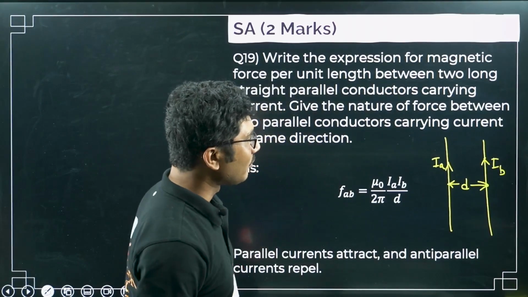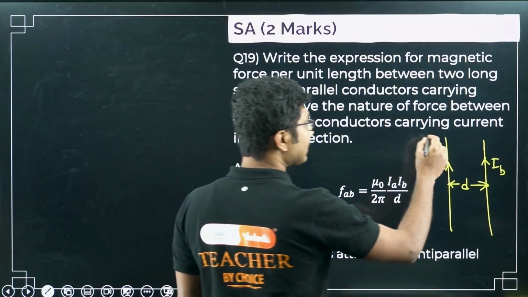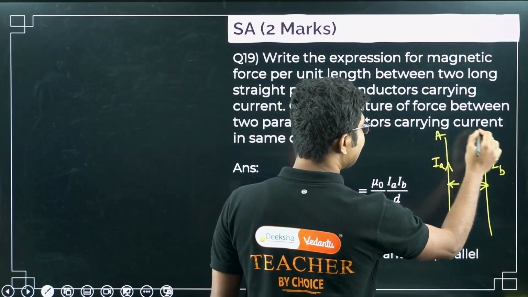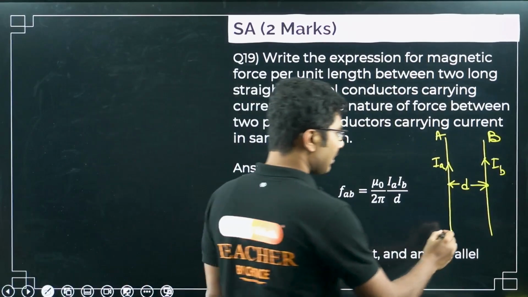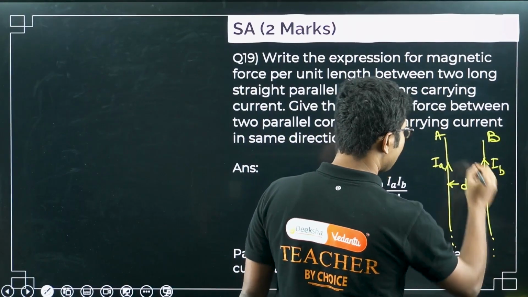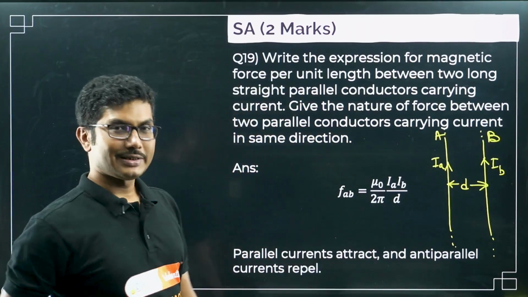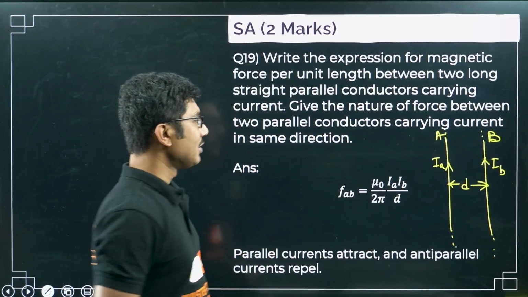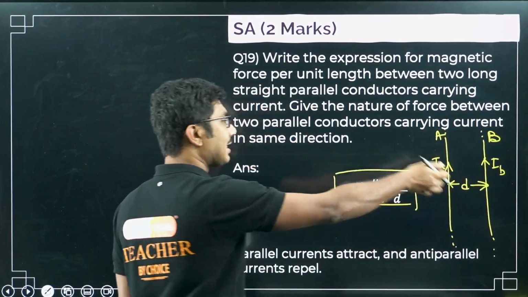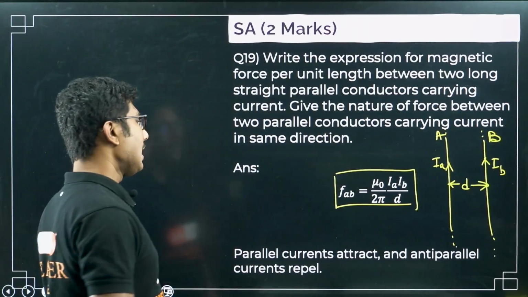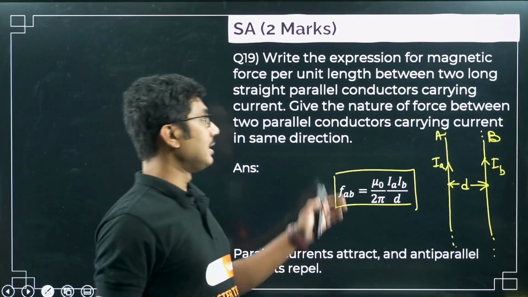Then this is the formula for force per unit length between these two conductors. So this conductor is say A, this conductor is B, infinitely long conductors. They are coming from somewhere, they are going to somewhere, we don't know exactly, but the dotted line signifies they are infinitely long, right? So this is the expression for force. You have to either draw the diagram or explain the terms. Both are fine. And what is the nature of force?